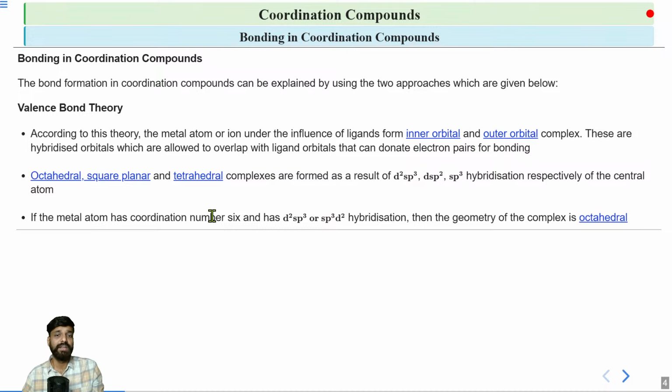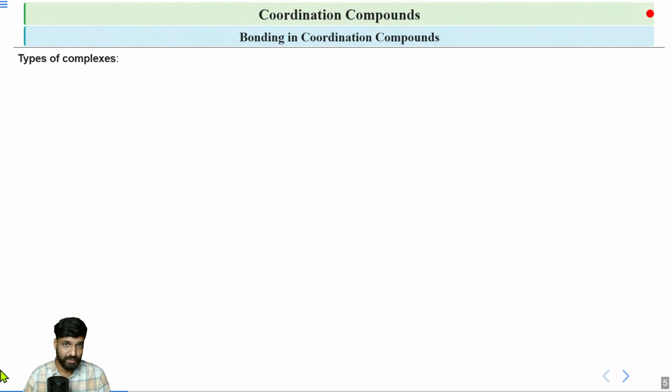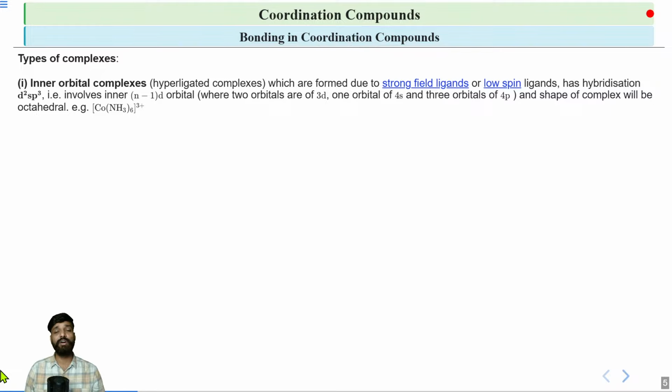Now we have to decide in which octahedral complex we will see d2sp3, and in which we will see sp3d2. So let us look at that part. In that continuation, we will look at the types of complexes. The first one is inner orbital complexes. What are inner orbital complexes? Here your ligands are strong field ligands and they form low spin complexes, or inner orbital complexes.